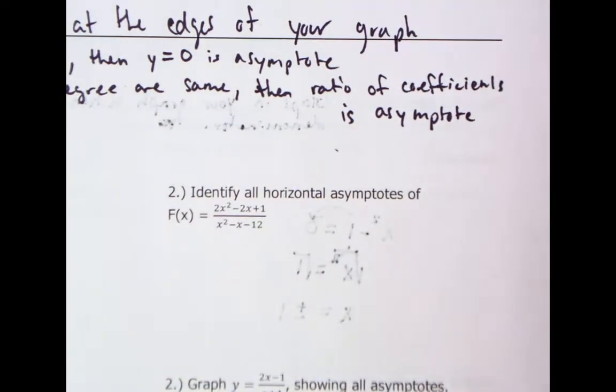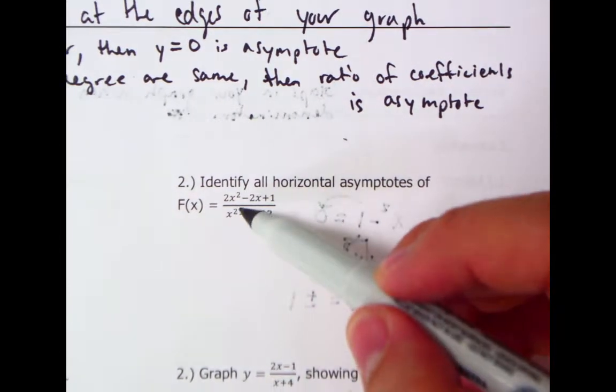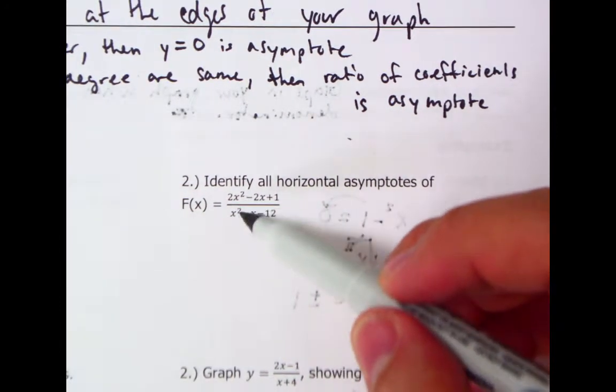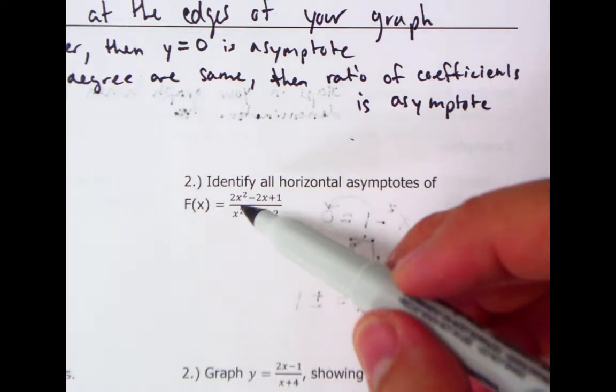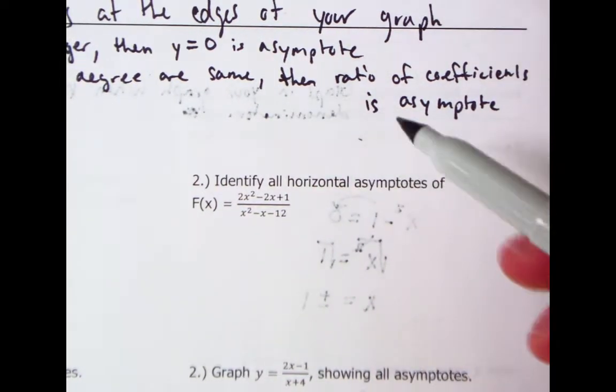Now, what do you mean by that? Well, let's take, for example, this one right here. Notice how they're both x squareds. Okay, so in this case, they are the same. So we use the second rule here. If they are the same, then the ratio of coefficients is the asymptote.